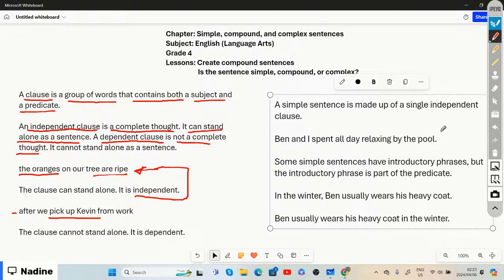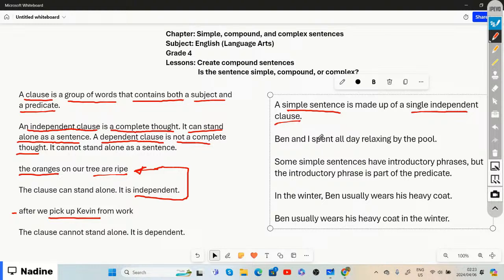All right, so once again, we said a simple sentence is made up of a single independent clause, one independent clause, right? That is a complete thought that has a subject and predicate, right? For example, we say, Ben and I spent all day relaxing at the pool.